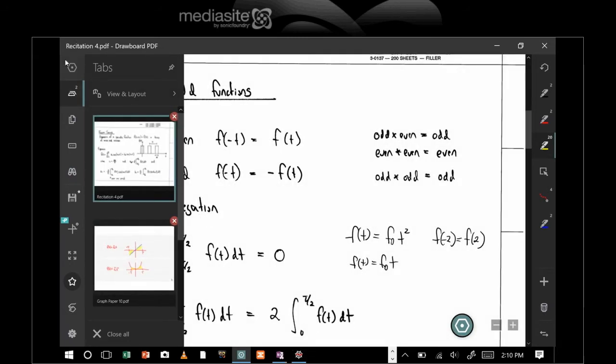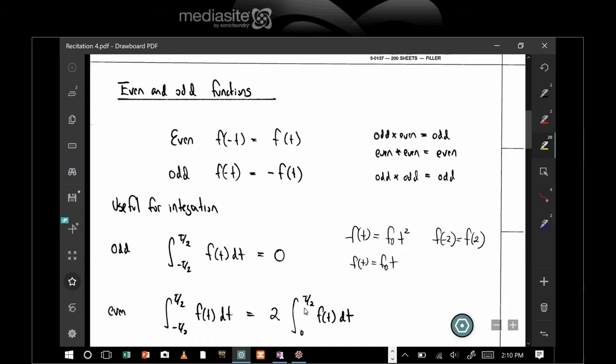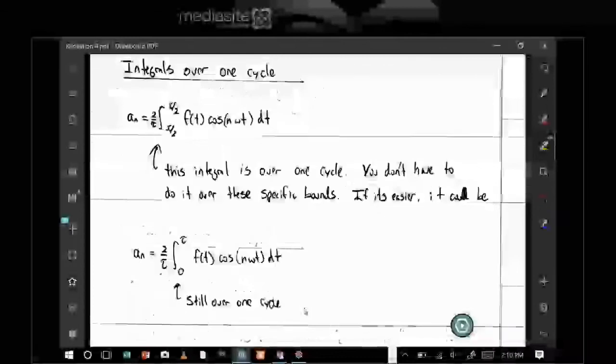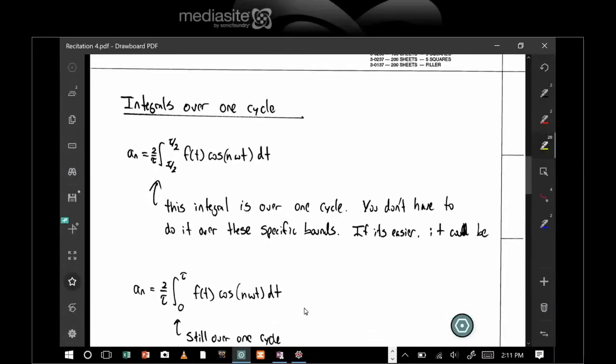So that's going to be very useful for calculating these integrals, because we're always going to be integrating over a period. Now let's talk a little bit more about integrating over a cycle or period. In my definition of the a sub n's, I go from minus tau over 2 to tau over 2, where tau is the period. I don't have to do that. When I do my integral, I just have to integrate over one cycle or one period. So I could instead integrate from 0 to tau. It doesn't matter. I'll get the same answer.